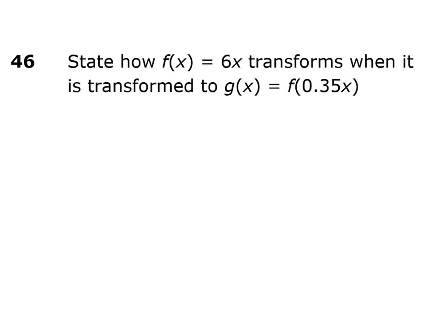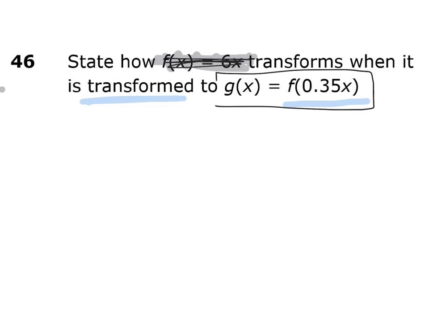Question 46, state how f of x equals 6x transforms when it is transformed to g of x equals f of 0.35x. When you get a problem like this and you're asking about the transformation, it doesn't matter what the original problem is. You can just mark it through. You don't need it. You're looking at what it has been changed to.